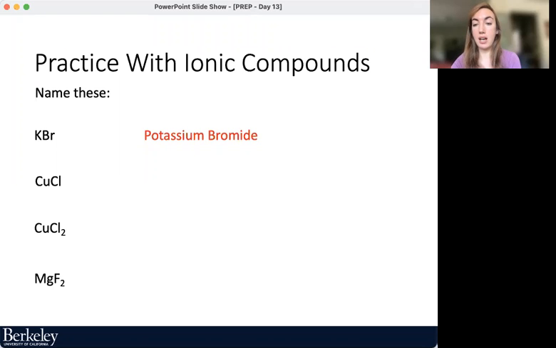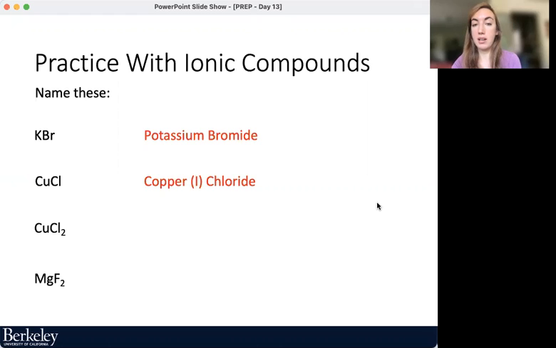For CuCl, copper is a transition metal, so we need to specify its charge. We can figure that out because the chlorine is always -1. So just like we did a couple slides ago, we know that copper has to be a +1 charge. So this is copper 1 chloride. If we didn't specify this charge here, we know it's copper and chlorine, but we wouldn't know the charge of the copper. And so we wouldn't know if it's CuCl or CuCl2 or what, because copper can have multiple charges.